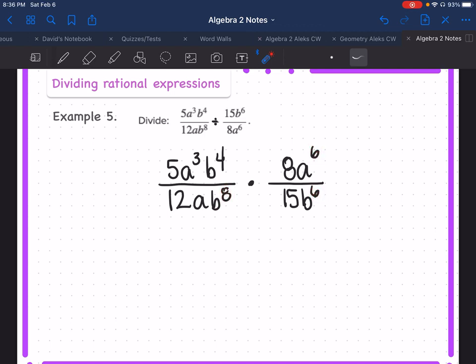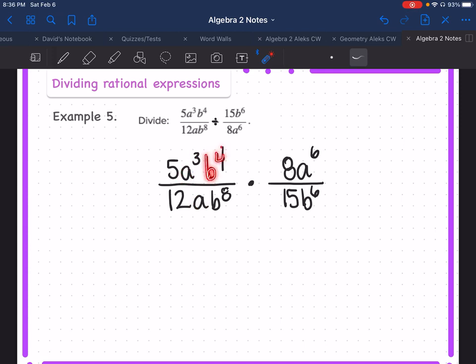So I'm going to go back to my exponent rules. The exponent rules say when I divide, if I have the same base, top and bottom, I simply subtract the exponent. So I have 3 on the top, I have 1 on the bottom. 3 minus 1 would be a squared. And this works on all of them.